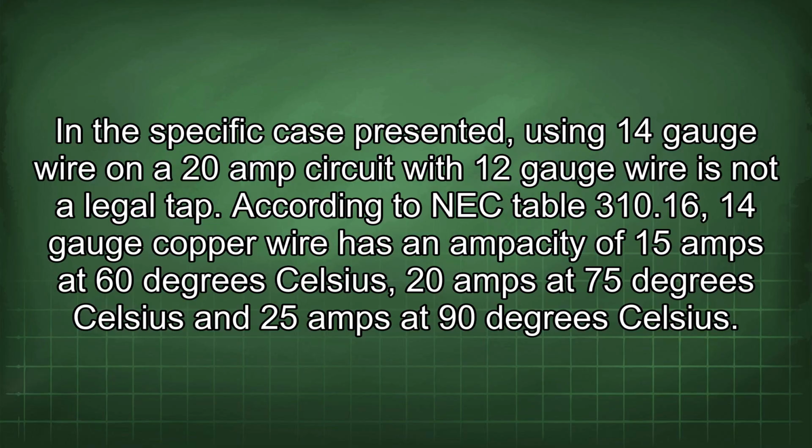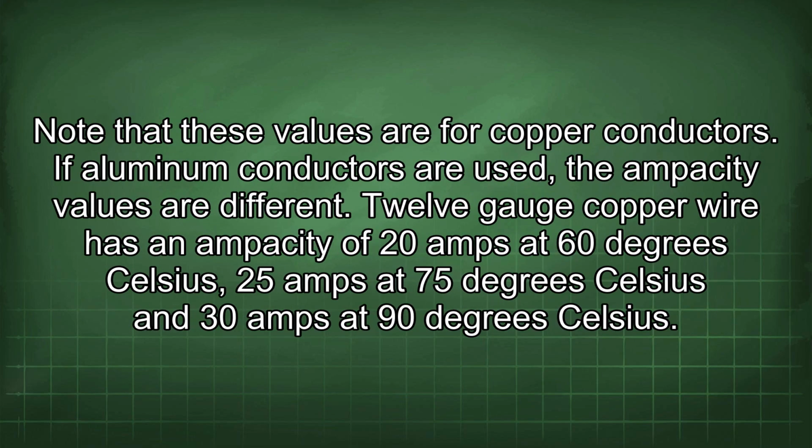In the specific case presented, using 14-gauge wire on a 20-amp circuit with 12-gauge wire is not a legal tap. According to NEC Table 310.16, 14-gauge copper wire has an ampacity of 15 amps at 60 degrees Celsius, 20 amps at 75 degrees Celsius, and 25 amps at 90 degrees Celsius. Note that these values are for copper conductors. If aluminum conductors are used, the ampacity values are different. 12-gauge copper wire has an ampacity of 20 amps at 60 degrees Celsius, 25 amps at 75 degrees Celsius, and 30 amps at 90 degrees Celsius.